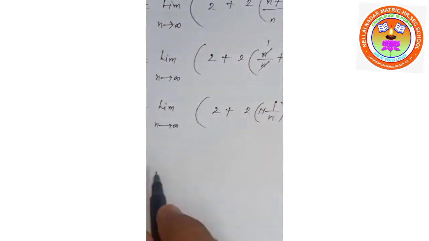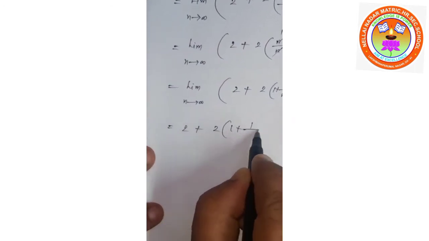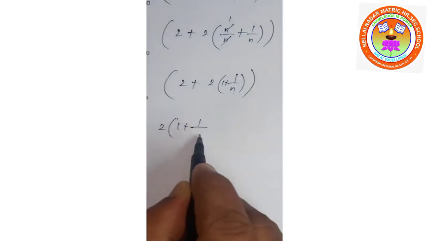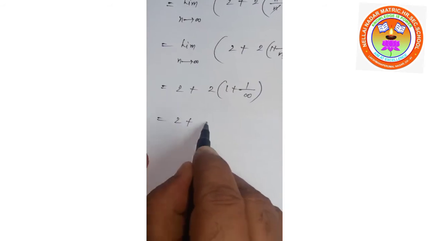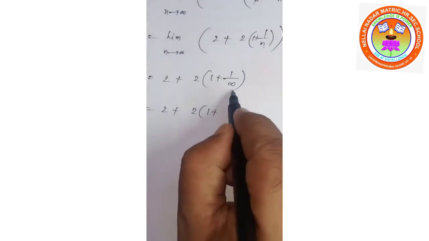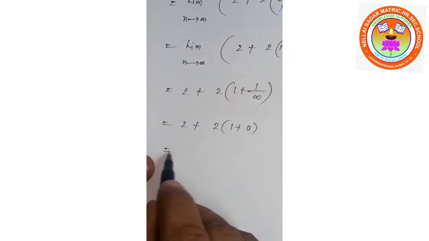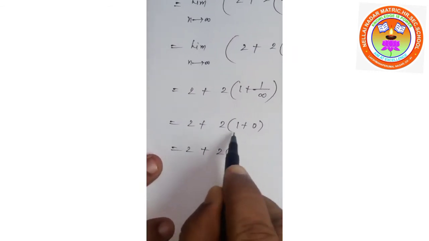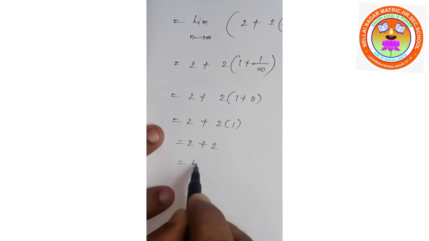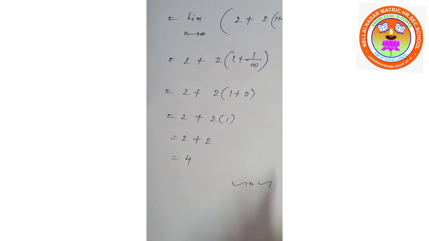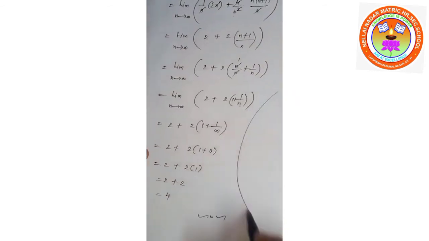Now replace n by infinity. So write 2 plus 2 into 1 plus 1 by n. What is the value of n here? Infinity. That is equal to 2 plus 2 into 1 plus 1 by infinity, which is 0. So 1 by infinity equals 0. That is equal to 2 plus 2 into 1 plus 0, which is 1. 2 plus 2 ones are 2, so 2 plus 2 equals 4. Problem number 2 is over. Before that, I will be verifying.